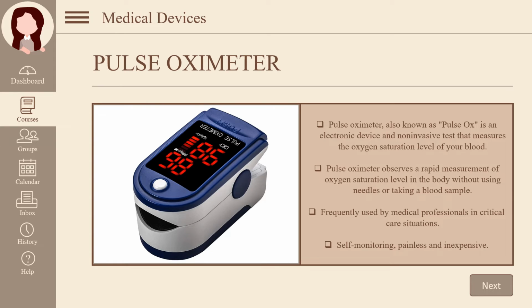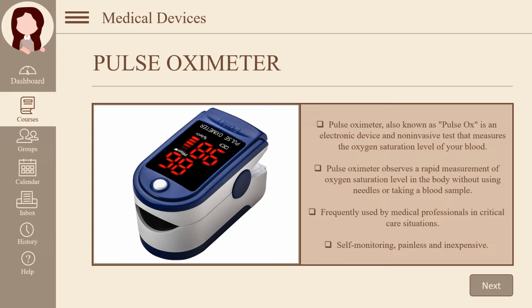Pulse oximeter. A pulse oximeter, also known as a pulse ox, is an electronic device and non-invasive test that measures the oxygen saturation levels of your blood. It is a small, clip-like device called a probe that attaches to a body part, most commonly a finger or earlobe. Even minor changes in oxygen levels can be detected quickly by this equipment.